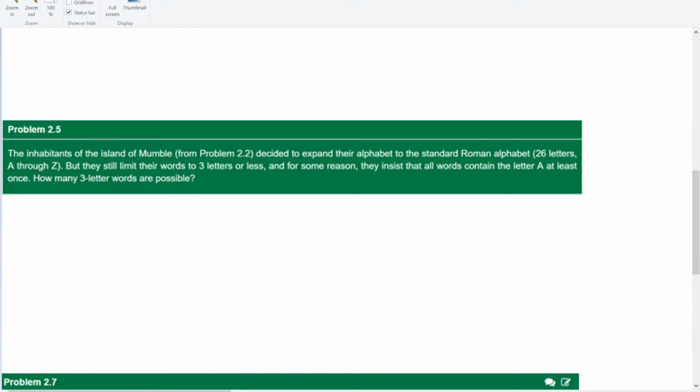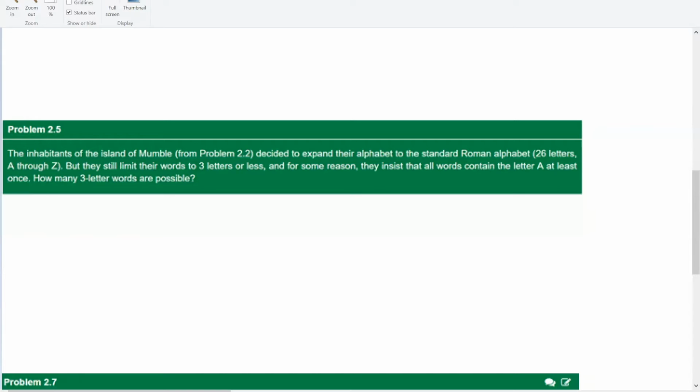Rather than using casework based on the number of A's in each word, we'll subtract the number of ways we can create a word with no A's from the total number of ways we can form 3-letter words normally, assuming we're using the Roman alphabet, which we are. There's 26 to the 3rd ways the Mongolians can create 3-letter words, with no limitations, as each letter in the word has 26 options.